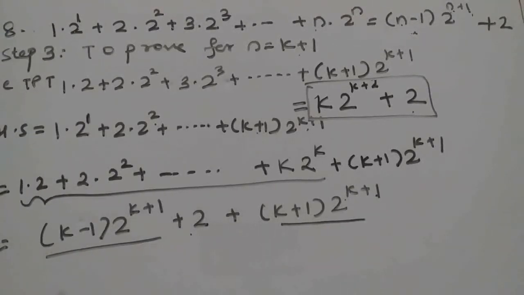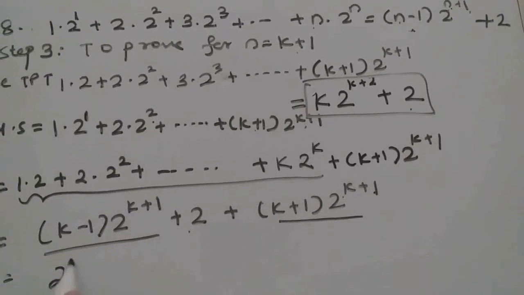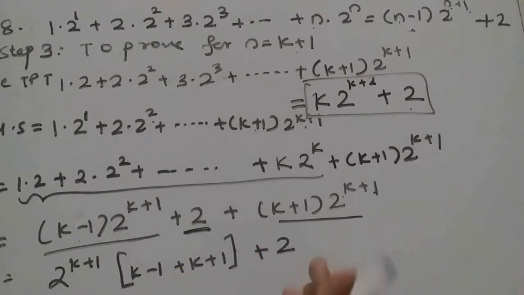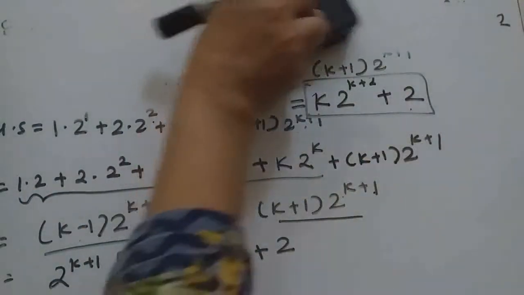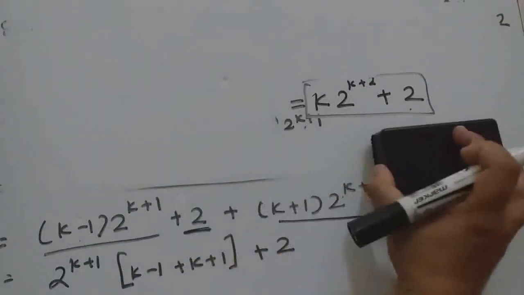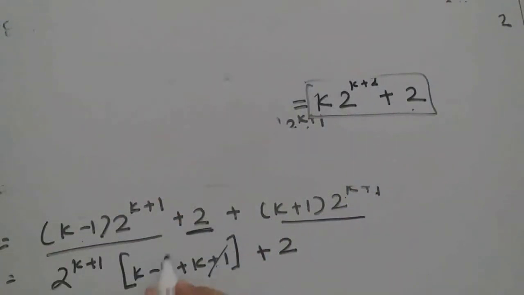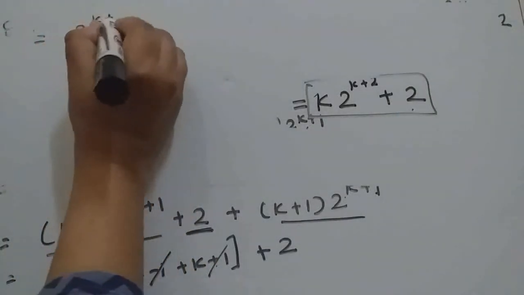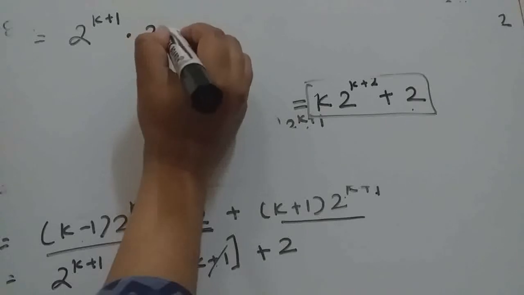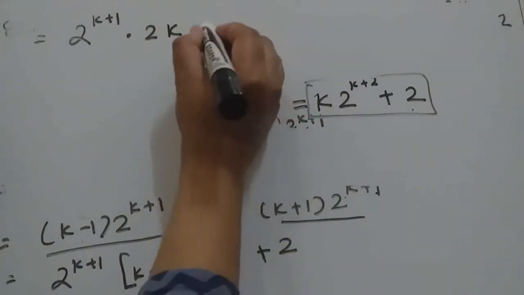So what we will do here? k, 2 power k plus 1 common. So k minus 1 will be left here, and here k plus 1. Okay, and this plus 2 will be same. Now see, plus 1 minus 1 will go, k plus k means 2k into 2k. Okay, and plus 2 is already there.